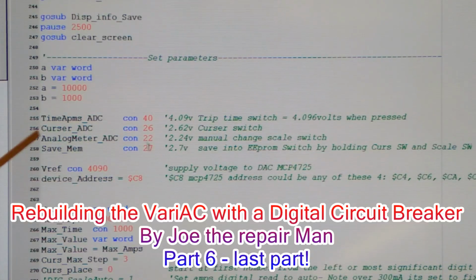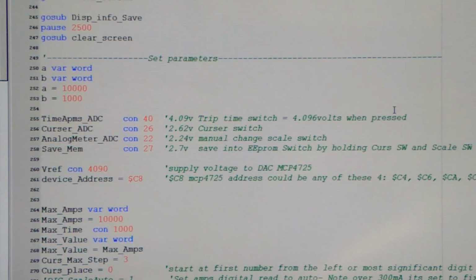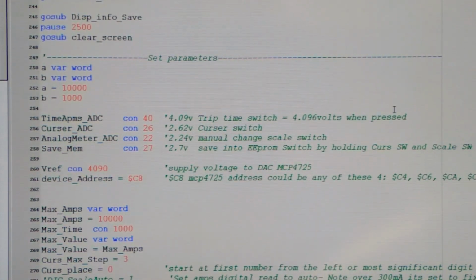Before I go to main, this was regarding how I set up my analog to digital input regarding reading the switches, like the cursor switch, the setting switch, and all that. So I've called it, I've got one switch here, times amps, time, changing the time or changing the amps settings, and it's on the same pin, right? I used one pin, it's going to change voltages.